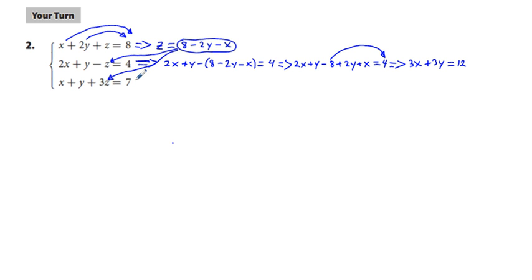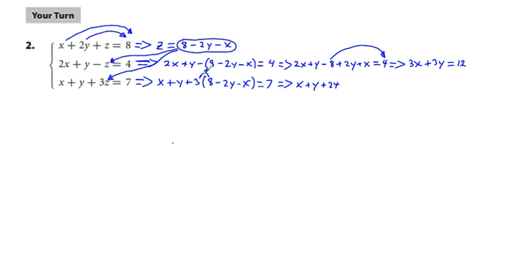Now we're going to take this third equation down here, which is going to be x plus y, and then plus 3 times what we solved for z being, which is 8 minus 2y minus x, and that's going to be equal to 7. Continuing to work to the right, that's this little arrow here, we're going to have x plus y, and we're going to have 3 times 8 distributing. That's going to be plus 24.